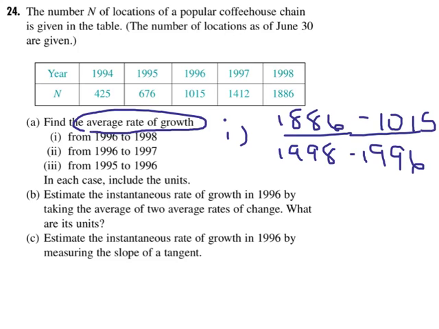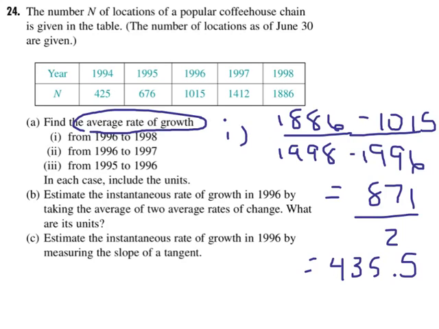Alright, so now I have my calculator, and when I subtracted, I got 871. On the bottom, I did that subtracting in my head. Okay, so I got over 2, and my final, once I divide that, is I get 435.5. Alright, so what is this? This is an average rate of growth.